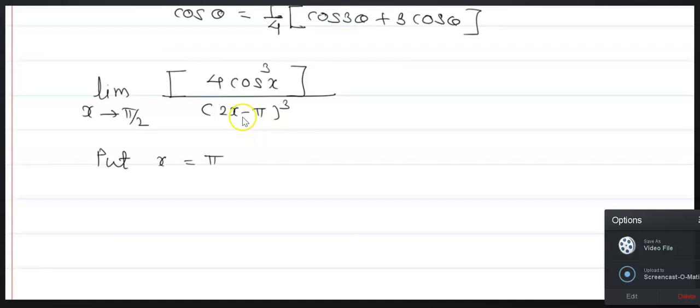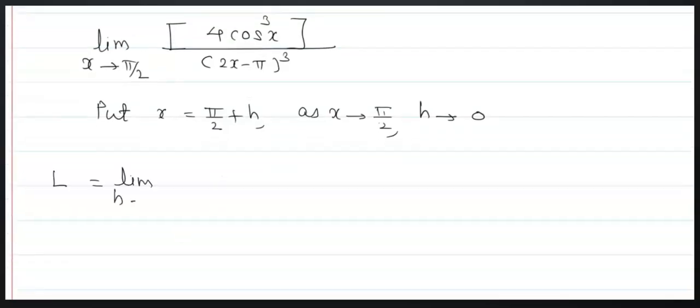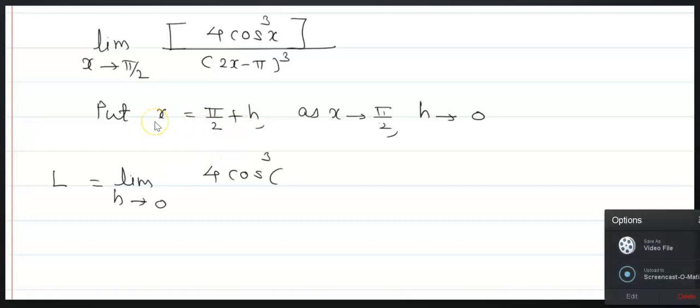Now here I have to replace x. Put x is equal to pi by 2 plus h. As x tends to pi by 2, h tends to 0. This is the substitution: if we replace x by pi by 2, then pi by 2 is equal to pi by 2 plus h, so the value of h is 0. Therefore, we say that h tends to 0. That is the limit, L is equal to limit h tends to 0.